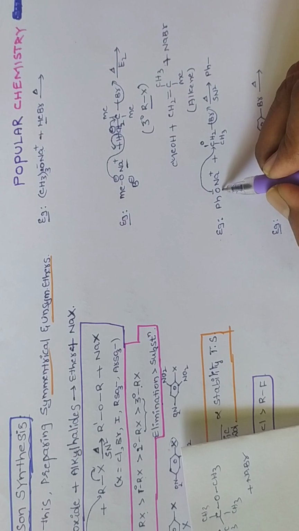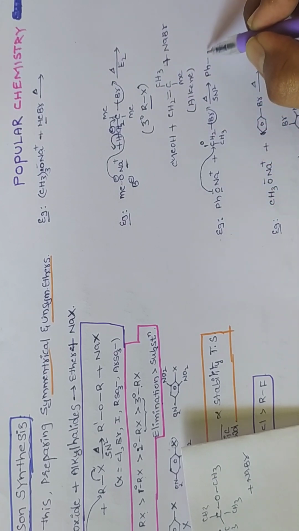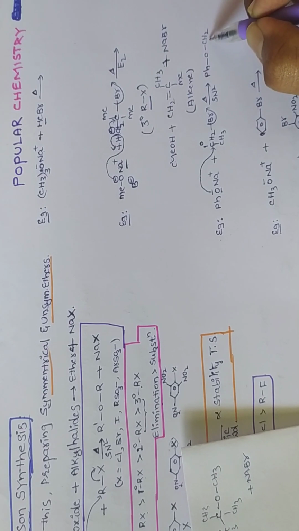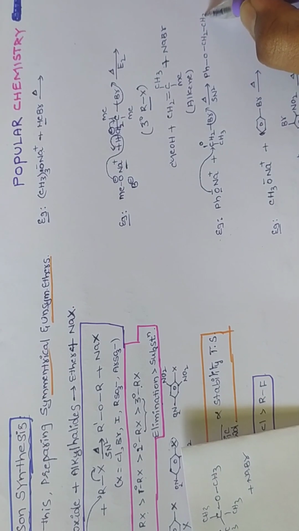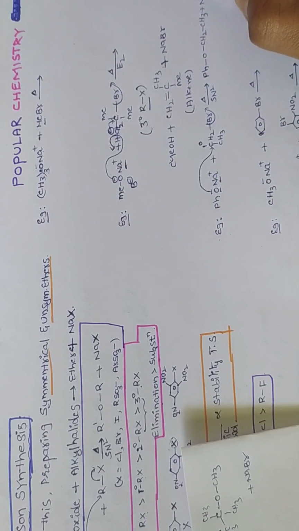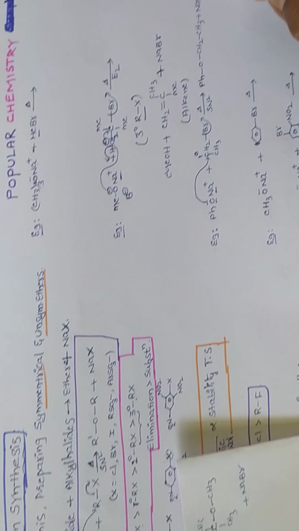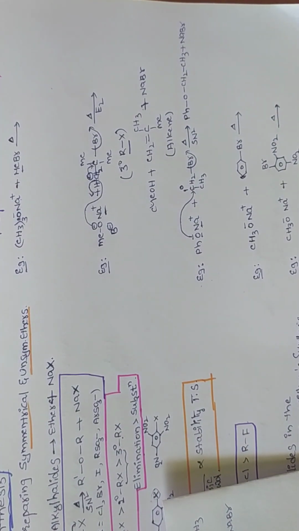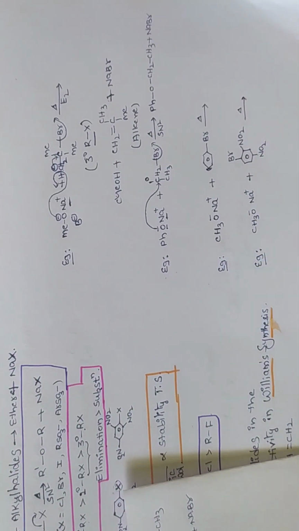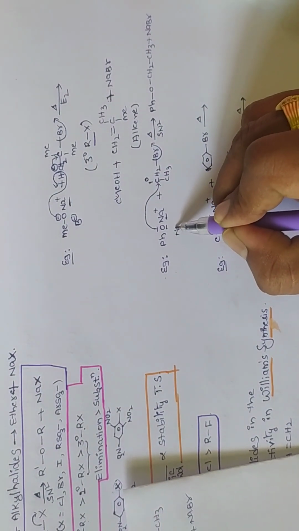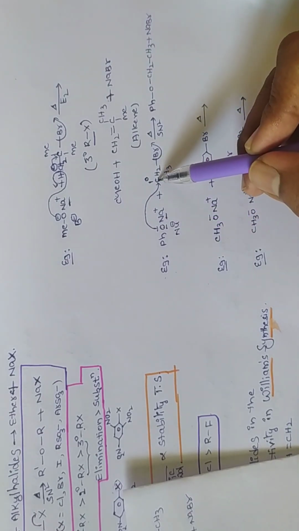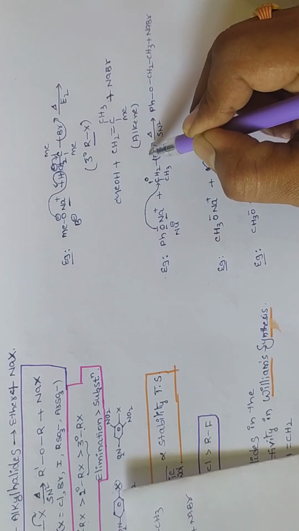PhO: this oxygen gives the electrons to this carbon, so we get O, CH2, CH3. Next, this Na plus and Br minus form NaBr. Okay, next. Sodium phenoxide is acting as a nucleophile. While this nucleophile is attacking this carbon, the halogen has a negative charge.